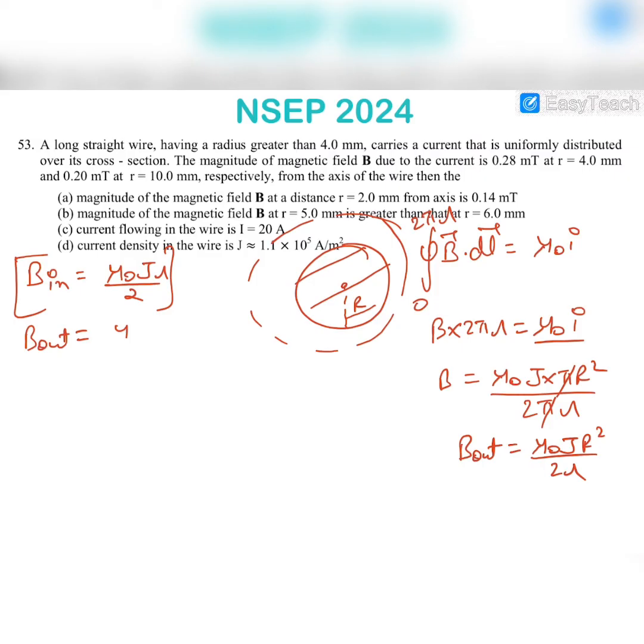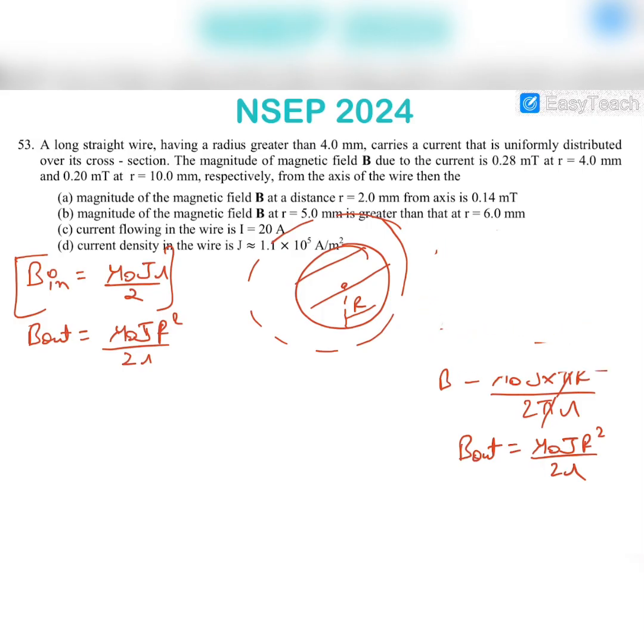Now B out will be this one. I have already written this formula, and now let us write down the formula and erase this one. So this is mu naught J R square by 2r. So now let us talk about the options. The first option, first of all, let us find out the current density.